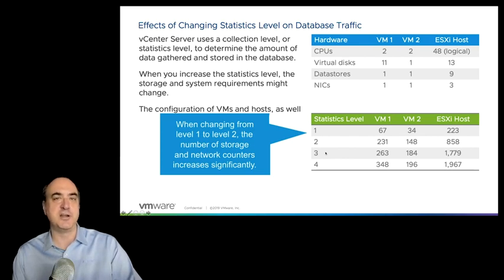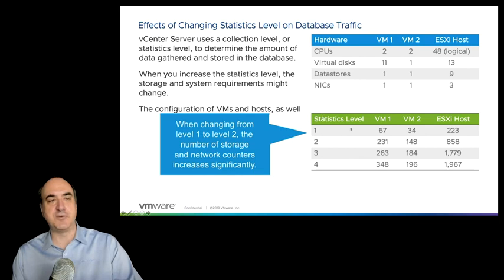What this is showing here is if I happen to have a small environment, but I had an ESXi host with 48 CPUs, probably 48 cores, probably 48 hyperthreads, and we got 2 VMs. Each VM has 2 virtual CPUs. Each of the VMs has a certain number of disks. It looks like VM1 has 11 disks, VM2 has 1 disk. The host itself sees 13 virtual disks. There's 1 data store for each of the different VMs. The host itself sees 9 data stores. The VMs all have 1 network adapter. The host has 3 network adapters.